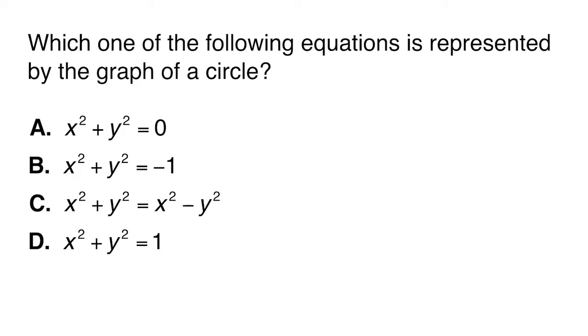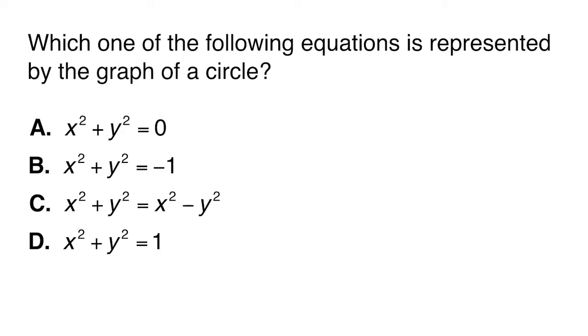Which one of the following equations is represented by the graph of a circle? A, x squared plus y squared equals 0. B, x squared plus y squared equals -1. C, x squared plus y squared equals x squared minus y squared. Or D, x squared plus y squared equals 1.